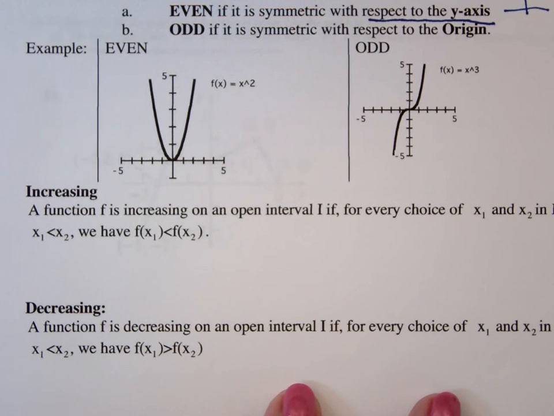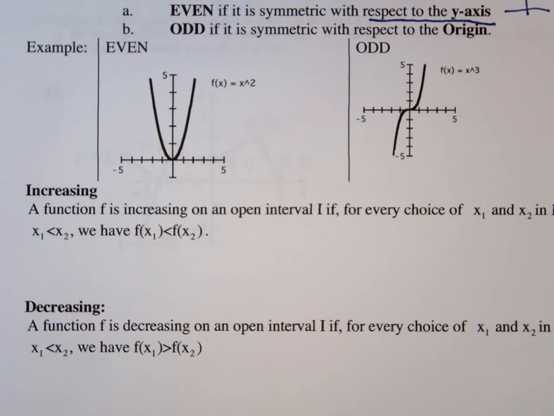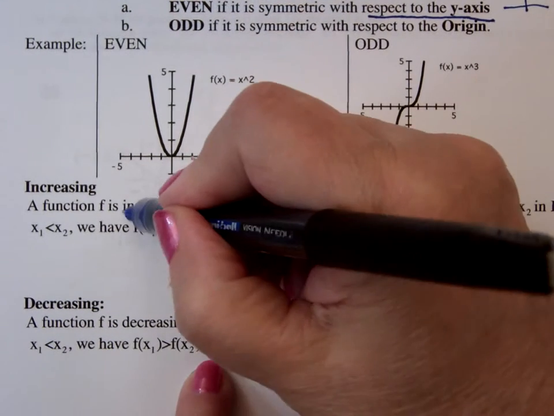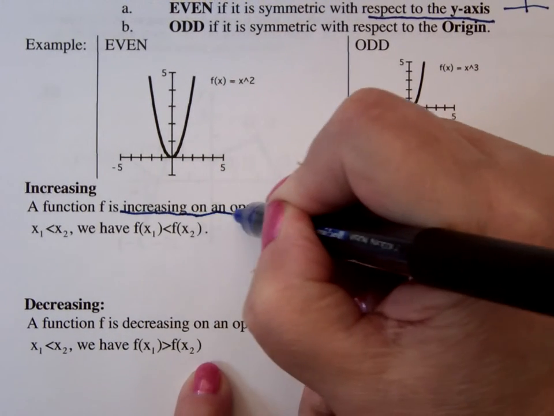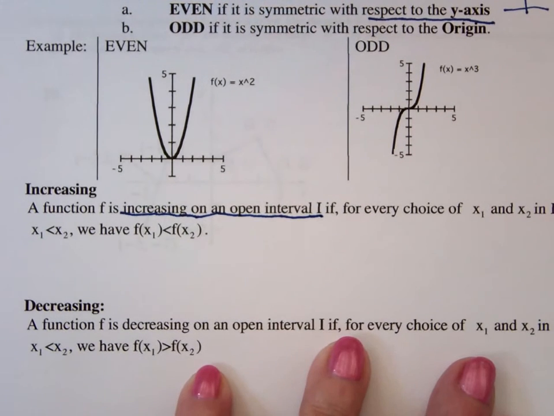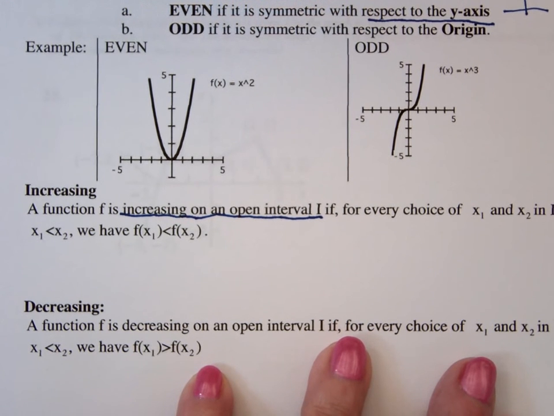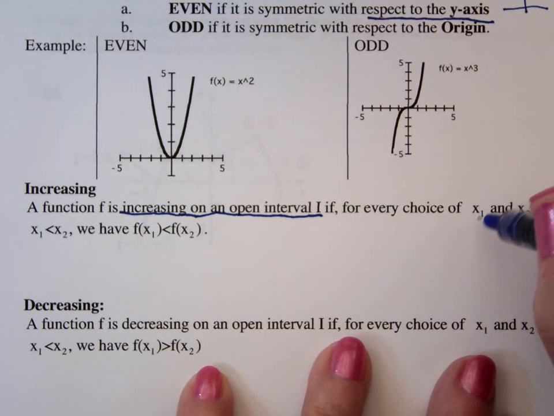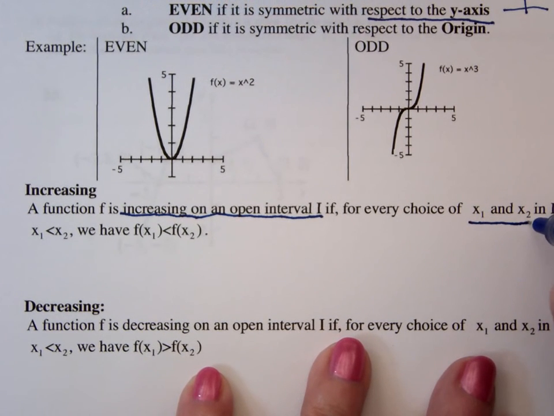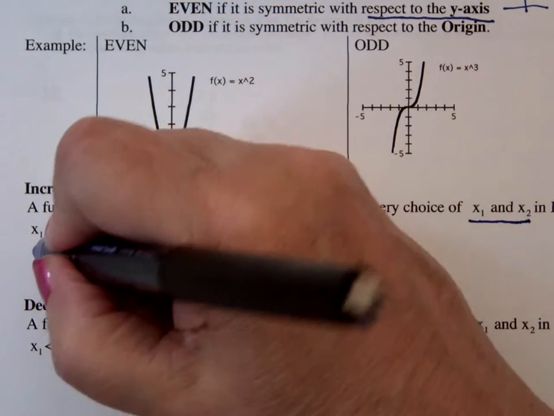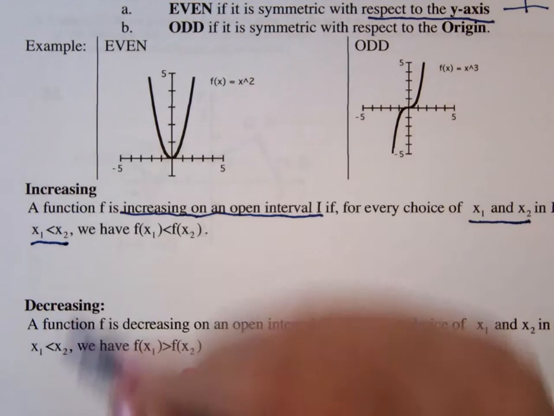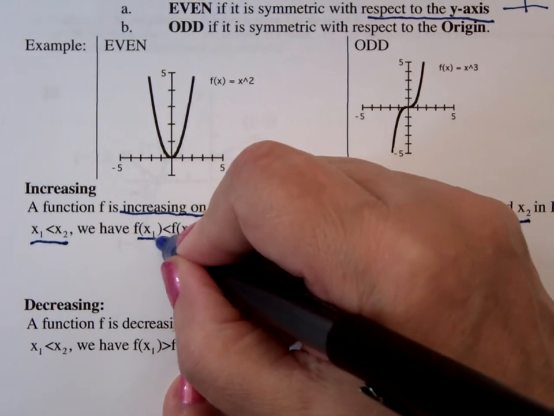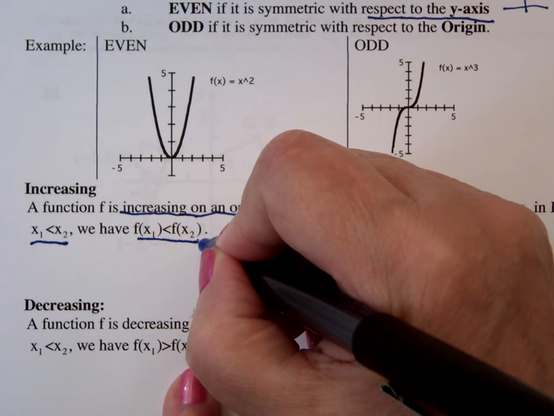The definition of increasing. Now this is the mathematical definition. It says a function is increasing on an open interval I. And that open interval could be minus infinity, infinity. It could be 1.5, 1.12. If for every choice of x1 and x2 in the interval with x1 smaller than x2, we have f of x1 smaller than f of x2.